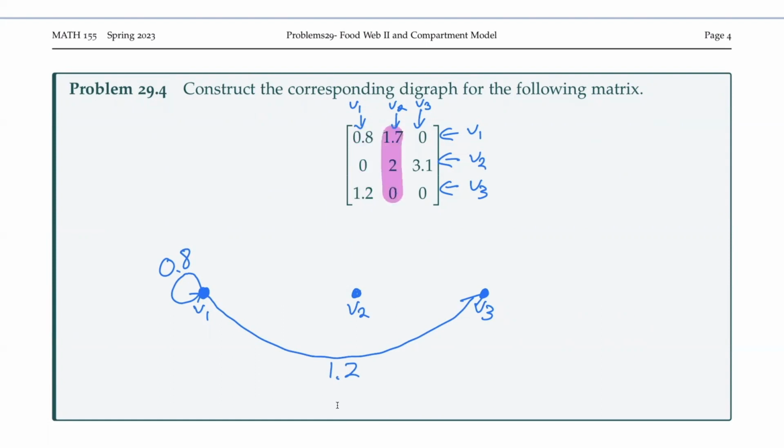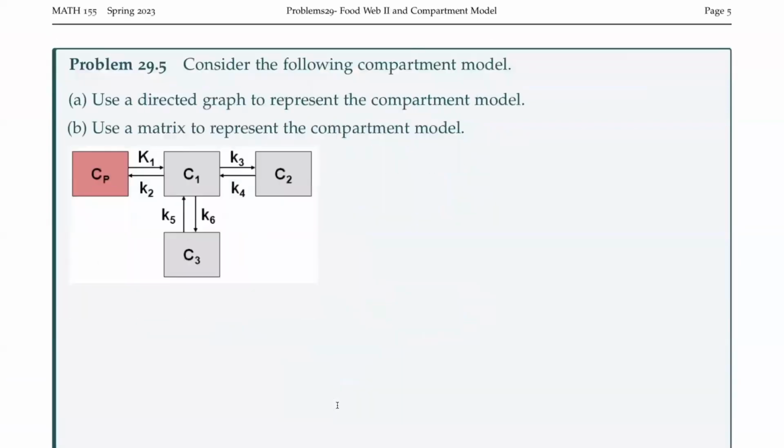In the second column, exactly the same. This is everything coming out of V2. So V2 to V2, we have weight 2. And V2 to V1, we have 1.7. There's no V2 to V3, that has weight 0. Finally, everything from V3 to the other vertices. There's only one here that goes from V3 to V2, and that has weight 3.1. So this is the graph that corresponds to the matrix above.